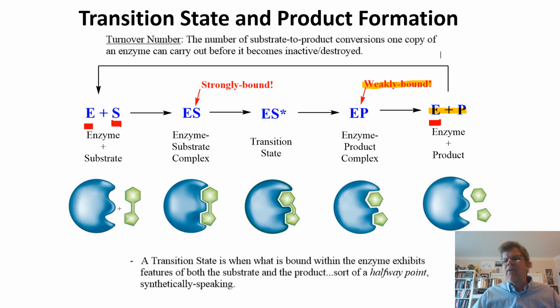Now, a way of representing how efficient an enzyme is is through something known as the turnover number. The turnover number is defined as the number of substrate to product conversions just one copy of an enzyme can carry out before it becomes destroyed or inactivated or used up. Typically, turnover numbers on the order of 100,000 to 1 million are not unusual for just one copy of an enzyme. So it is truly catalytic in nature.